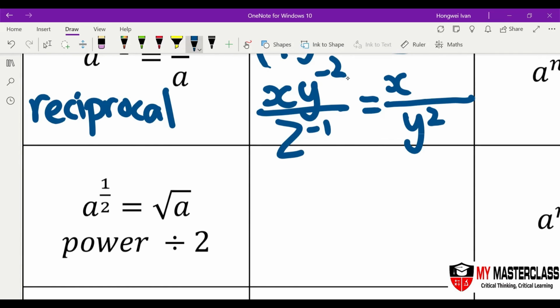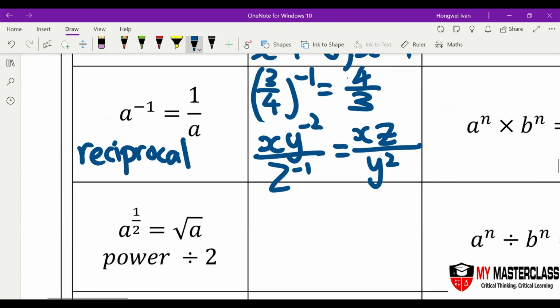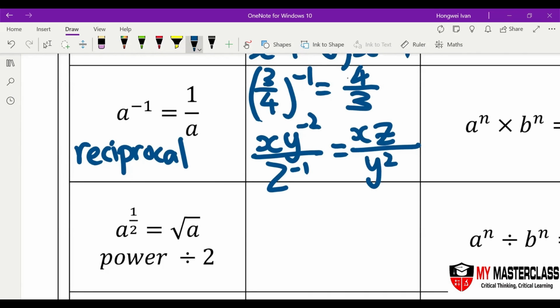Then you see there's a z power -1, but it's at the denominator, so it will go to the numerator. Okay? Negative power means it just changes from the numerator to the denominator and vice versa.